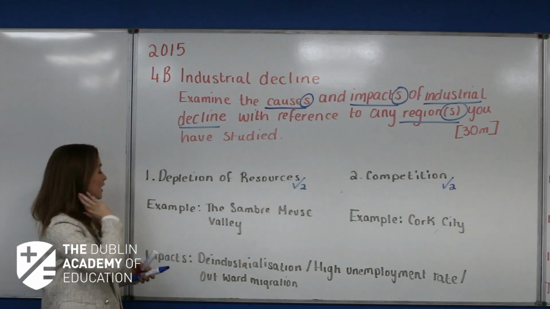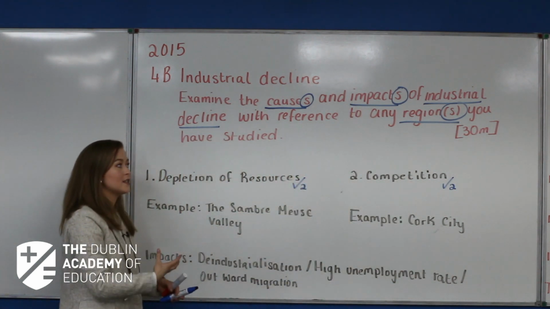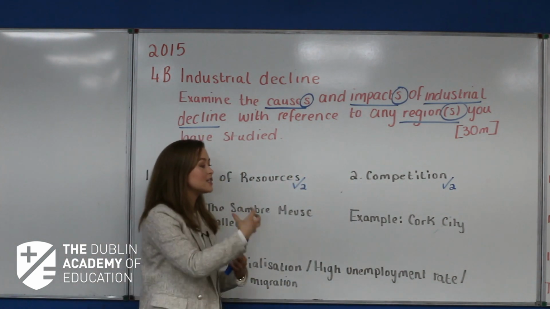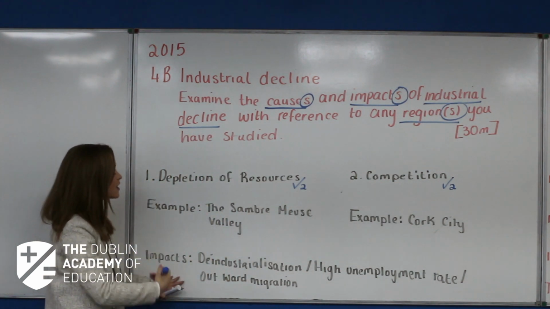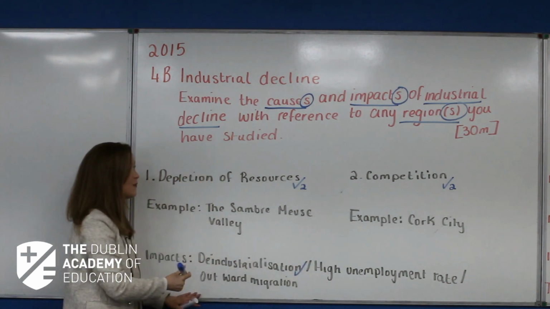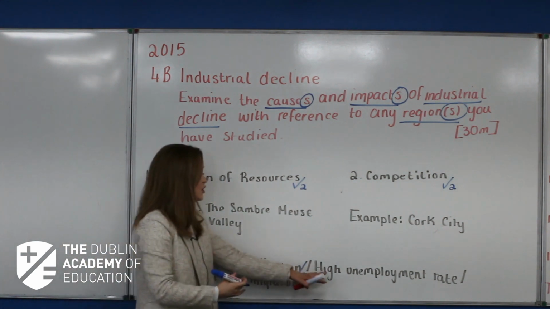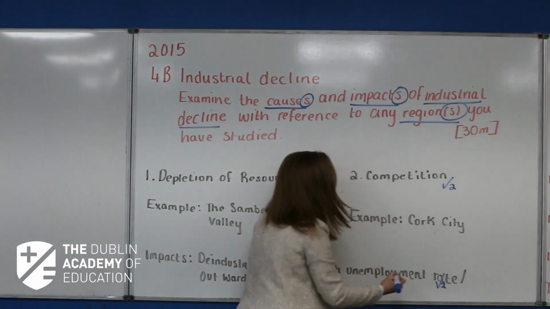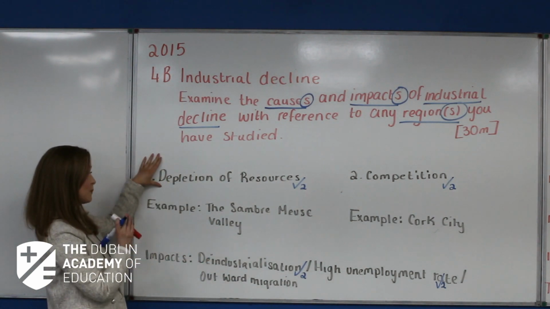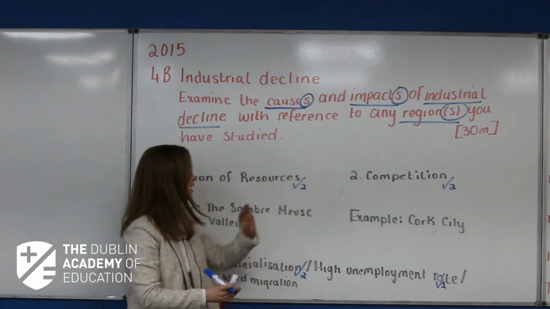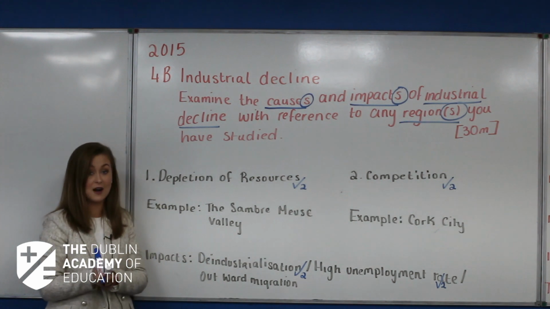Now, if you have a look at the second phrase there, they ask for the impacts. When you're going throughout this essay, you're constantly going to be identifying impacts, but just some of them that I jotted down on the board here are, first of all, deindustrialization. Again, they ask for more than one. 2 marks for mentioning deindustrialization, 2 marks for saying your high unemployment rates. That's another 4 marks. So straight away, for writing down our depletion of resources, our competition, deindustrialization, high unemployment rates, we have 8 marks out of 30 marks in total.